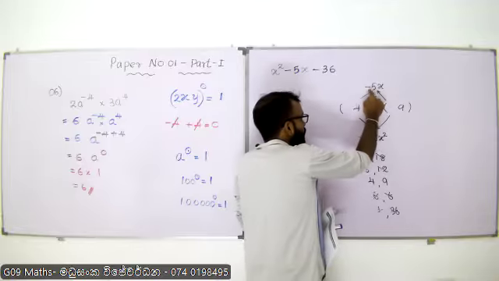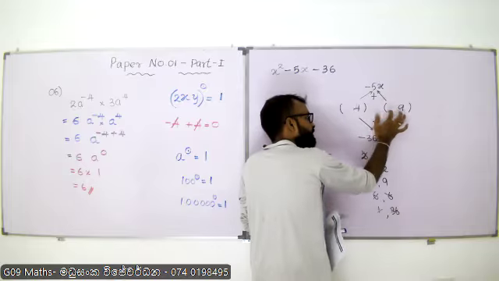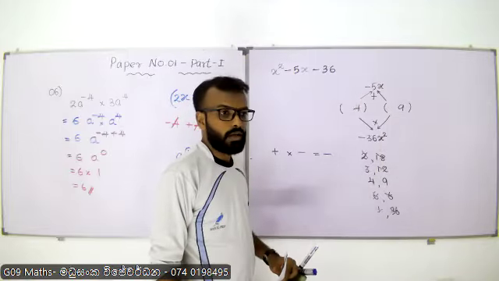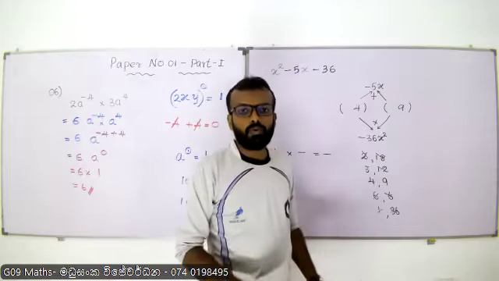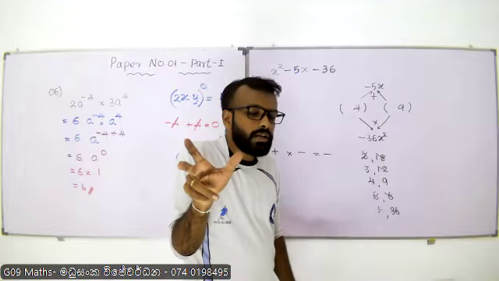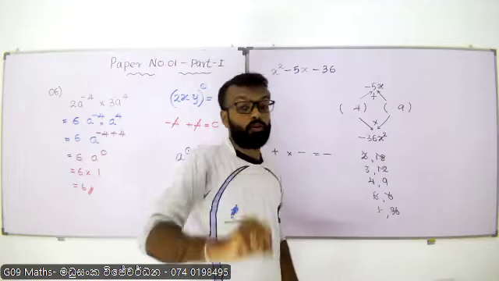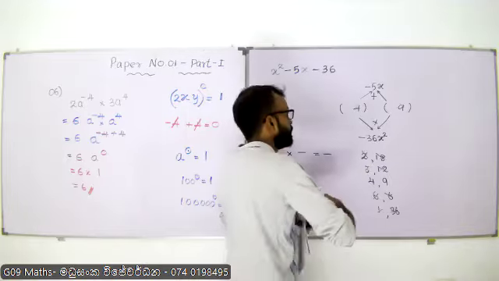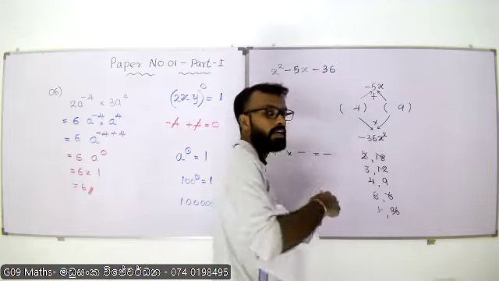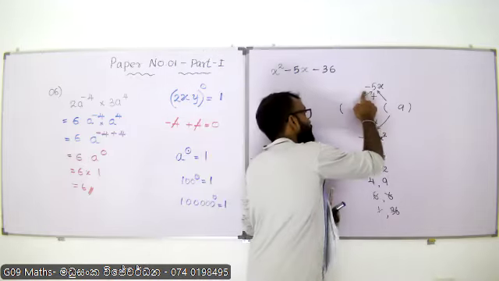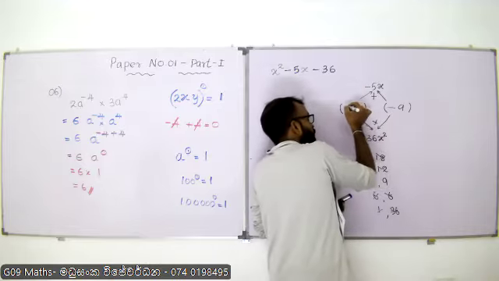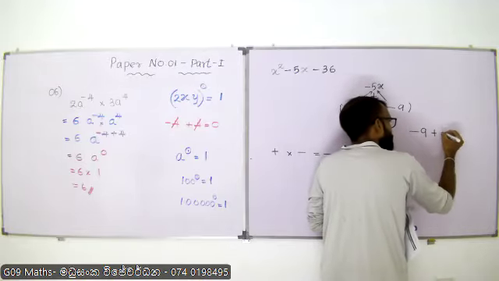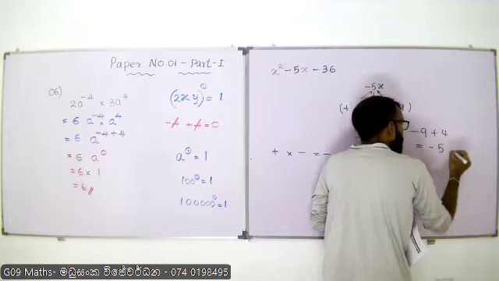Now, when you are adding these two numbers, you need to obtain negative 1. If you want to obtain negative 1 when adding two different numbers, definitely your biggest number should be negative. 4 and 9, what is the biggest number? The biggest number is 9. So 9 should be negative, 4 should be positive. If you add negative 9 plus 4, you will end up with negative 5.